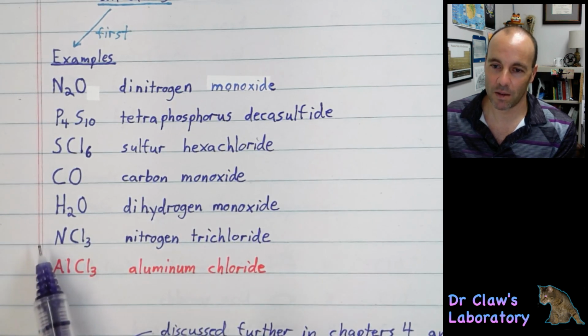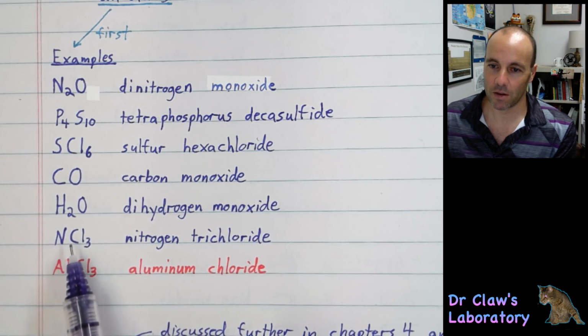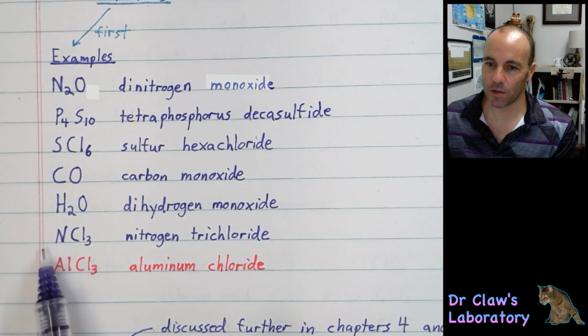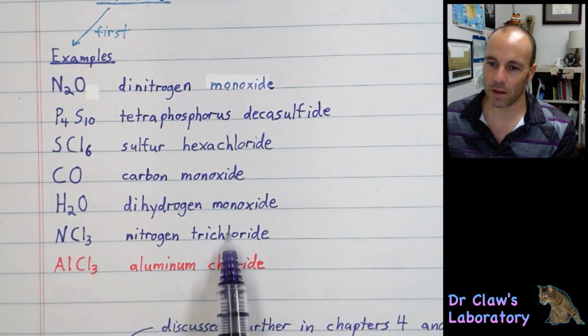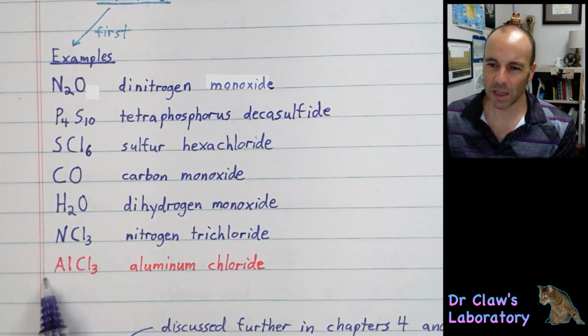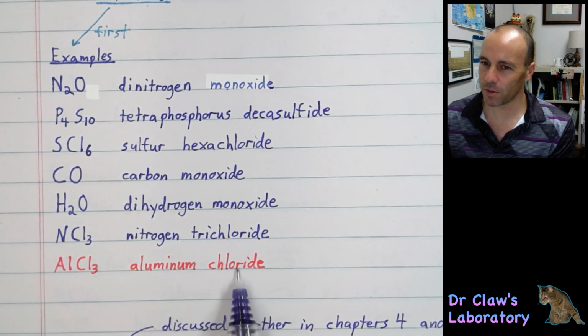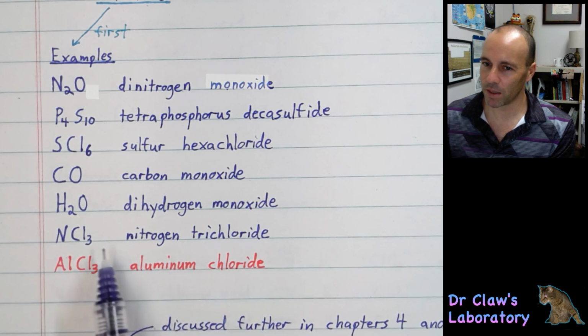Nitrogen trichloride. Now look at the last one, nitrogen trichloride. Wouldn't this be aluminum trichloride? What's going on there? How come this says aluminum chloride? But this one you need the tri.